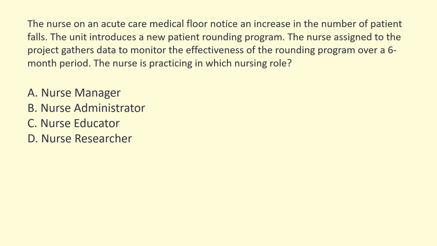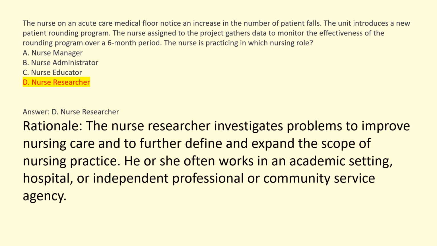The nurse on an acute care medical floor noticed an increase in the number of patient falls. The unit introduces a new patient routing program. The nurse assigned to the project gathers data to monitor the effectiveness of the routing program over a 6-month period. The nurse is practicing in which nursing role? A. Nurse manager. B. Nurse administrator. C. Nurse educator. D. Nurse researcher. Answer: D. Nurse researcher. Rationale: The nurse researcher investigates problems to improve nursing care and to further define and expand the scope of nursing practice. He or she often works in an academic setting, hospital, or independent professional or community service agency.